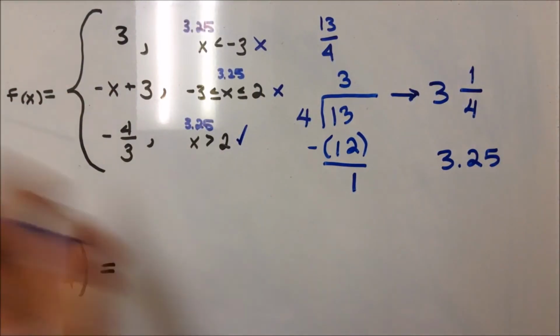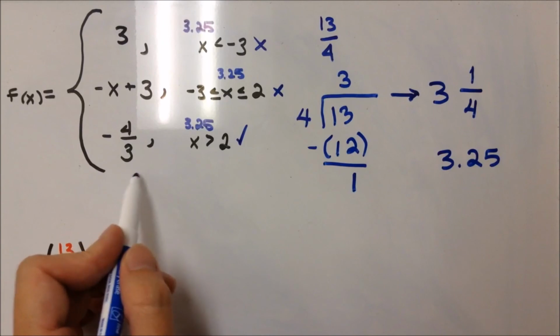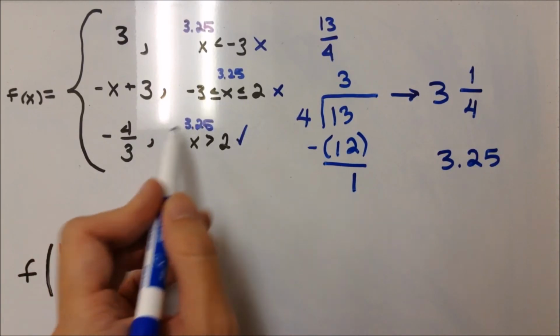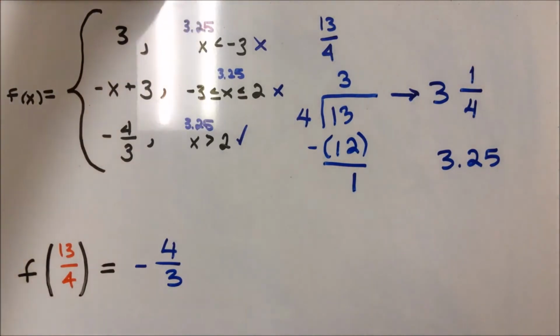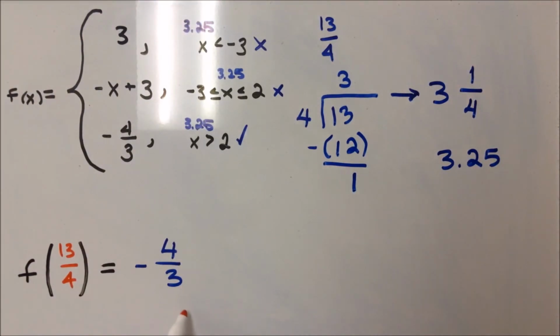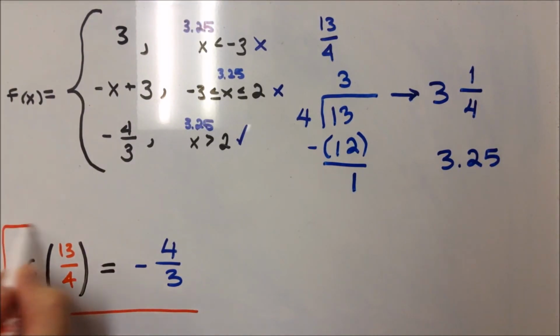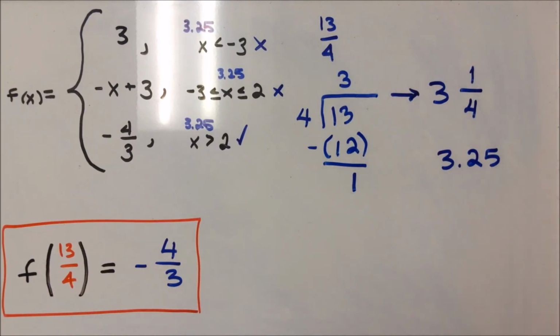So you're going to use the third function because it fits in this domain, this parameter. So f of 13 over 4 equals negative 3 over 4. There are no numbers or variables to add, subtract, multiply, divide. So we're pretty much done. And I'm going to box it, our final answer. So that's all you have to do.